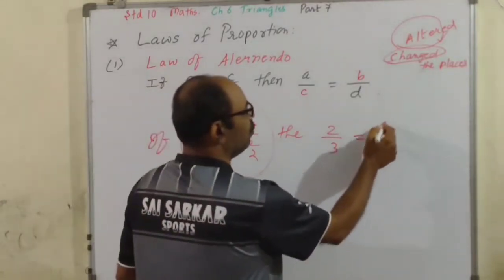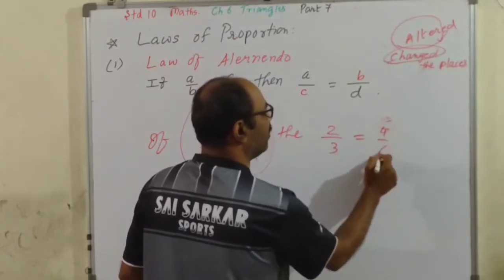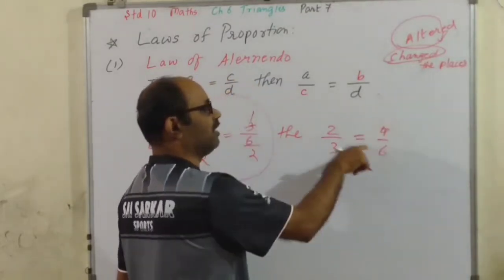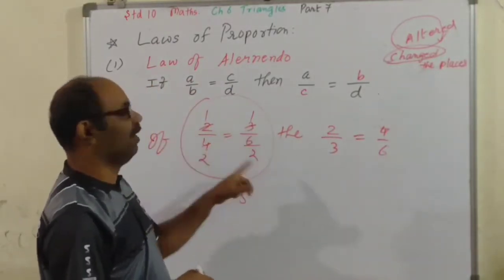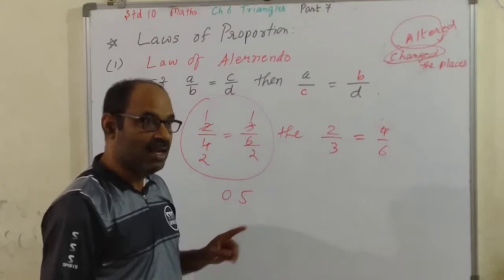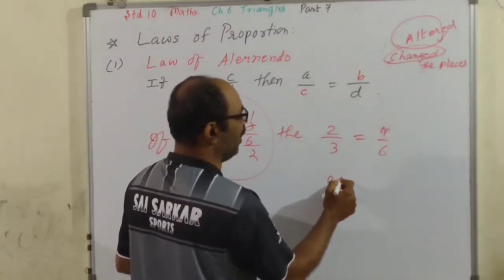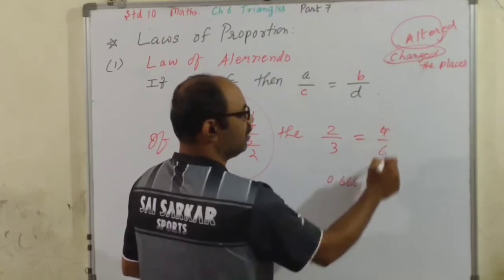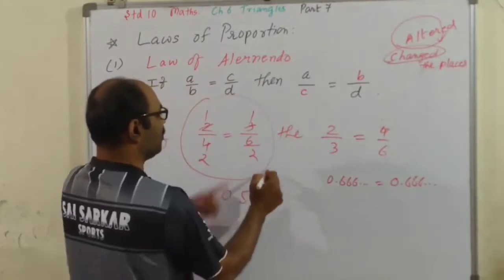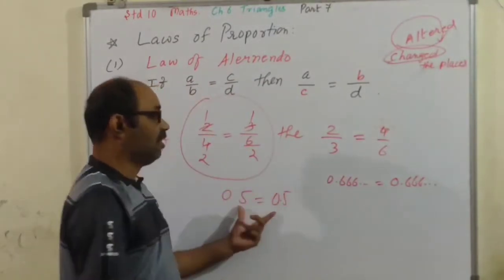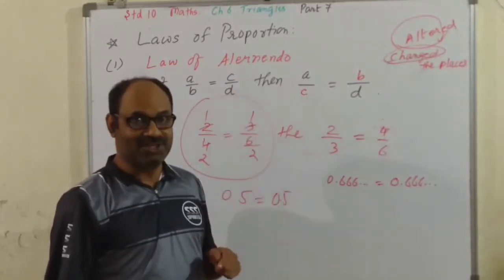Here, 2 twos are 2, 2 threes are 6, or I may say 4 upon 6. Are they equal? Yes. 4 threes are 12 and 2 sixes are 12. Here 12 equals 12. But if you cancel or divide, this is 0.66666. This is also 0.66666. So they are equal. Here this is 0.5. They are equal, but the values change when you alter the position. When you use alternando, the values change.